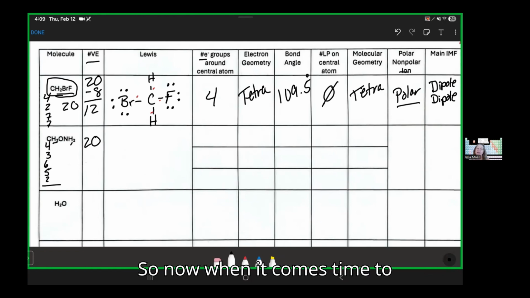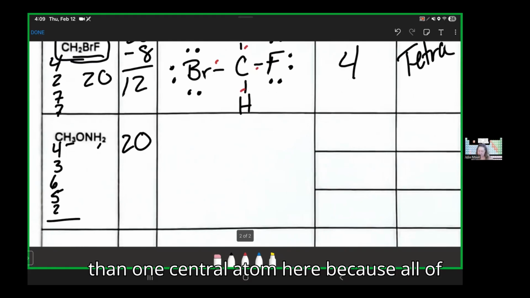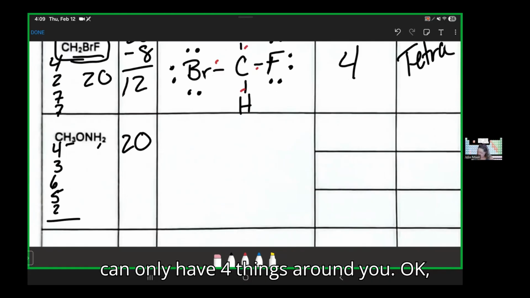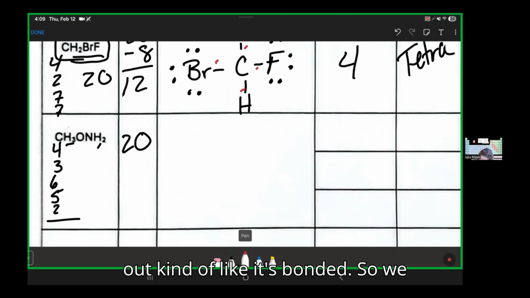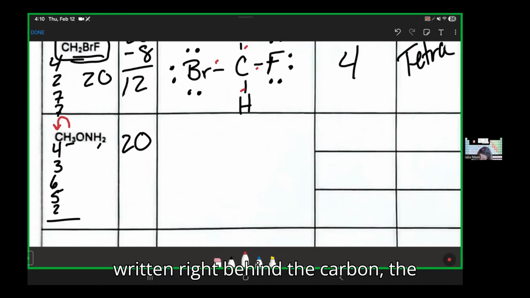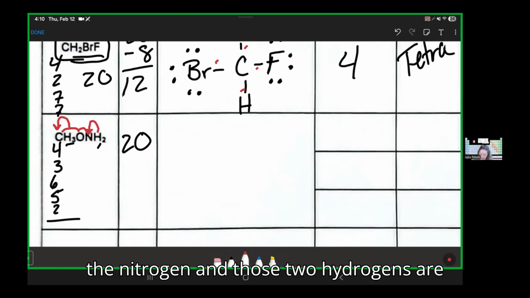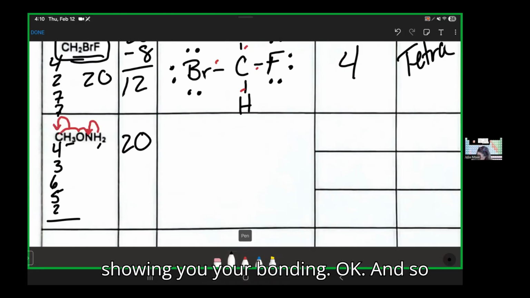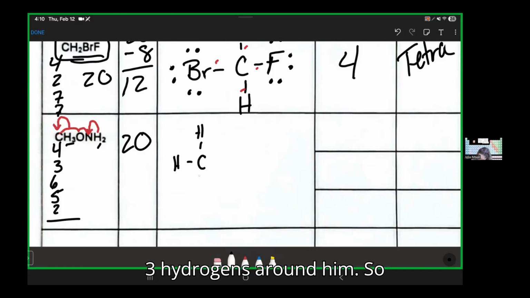Now when it comes time to choose a central atom, there's more than one central atom here, because all of those can't be bonded around one atom. You can only have 4 things around you. So when this happens, we've written it out kind of like it's bonded. We know these 3 hydrogens are bonded to that carbon because they're written right behind the carbon. The oxygen is bonded to the carbon and the nitrogen, and those 2 hydrogens are bonded to that nitrogen. So it's showing you your bonding. So I've got carbon, and I'm going to put 3 hydrogens around it.